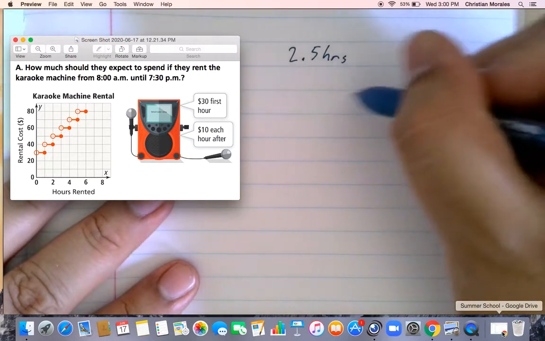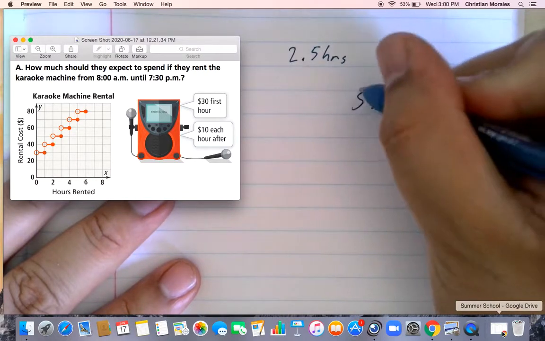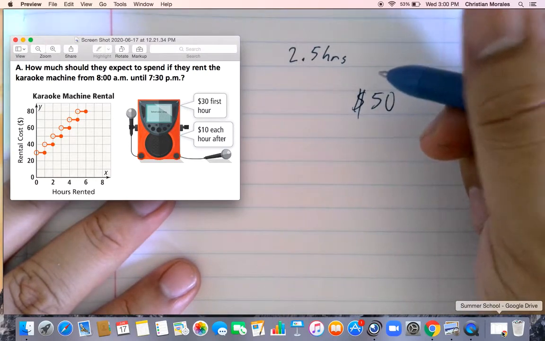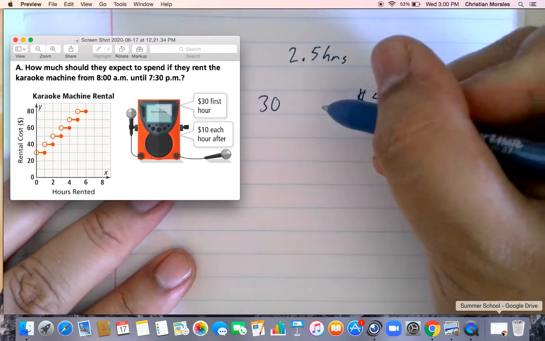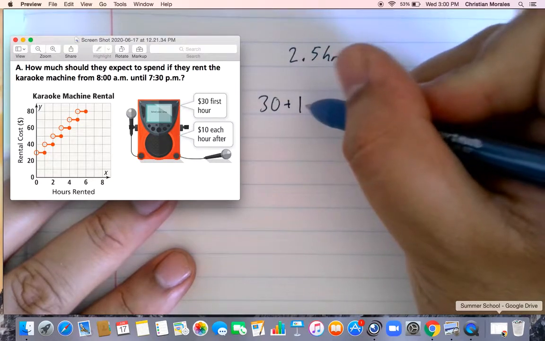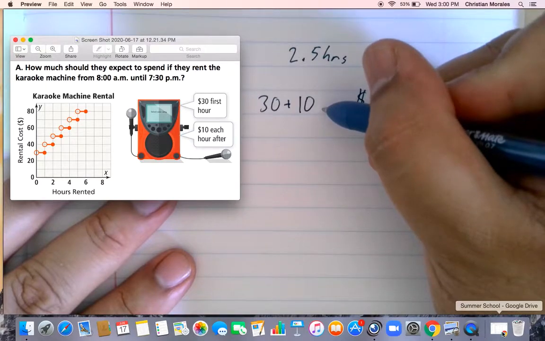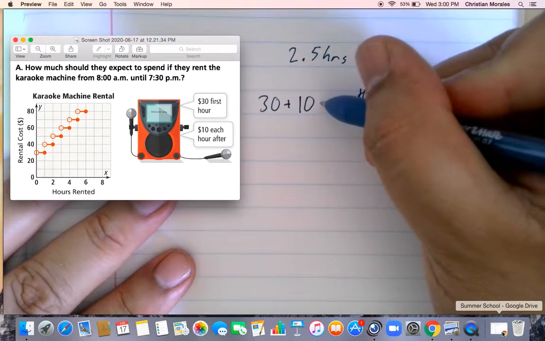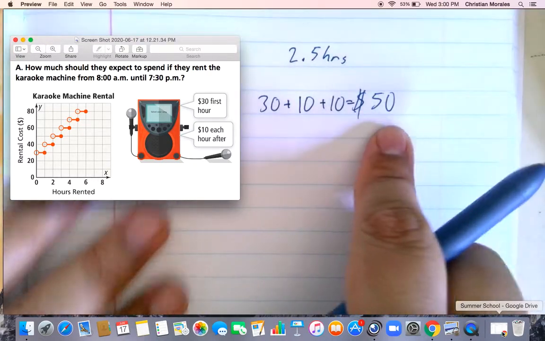If you're paying $50, you got charged $30 at first for the first hour. Then you got 1 hour, an extra charge, 10 bucks. Now you had it for 2 hours. You're going to the third hour. That's another hour over. That's how they charge you 50.